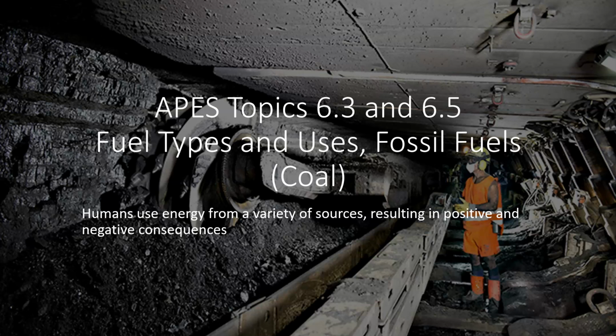Welcome, everybody. Today we'll be doing our second lecture from Unit 6 from the College Board on energy. We're going to be focusing in on parts of topics 6.3 and 6.5, fuel types and uses, and fossil fuels. Special focus for today will be on coal. Next lecture, we'll address the same two topics, 6.3 and 6.5, but through the lens of oil or petroleum and natural gas. Enduring understanding is that humans use energy from a variety of sources, resulting in positive and negative consequences.